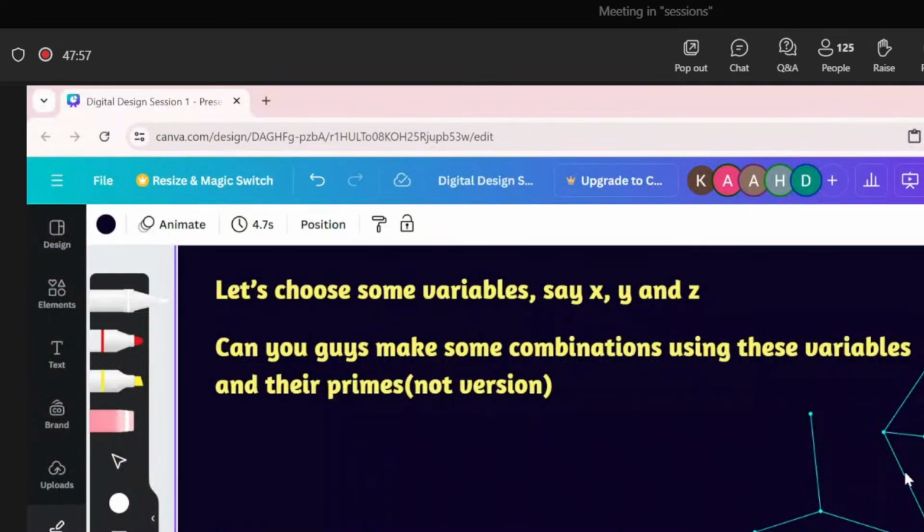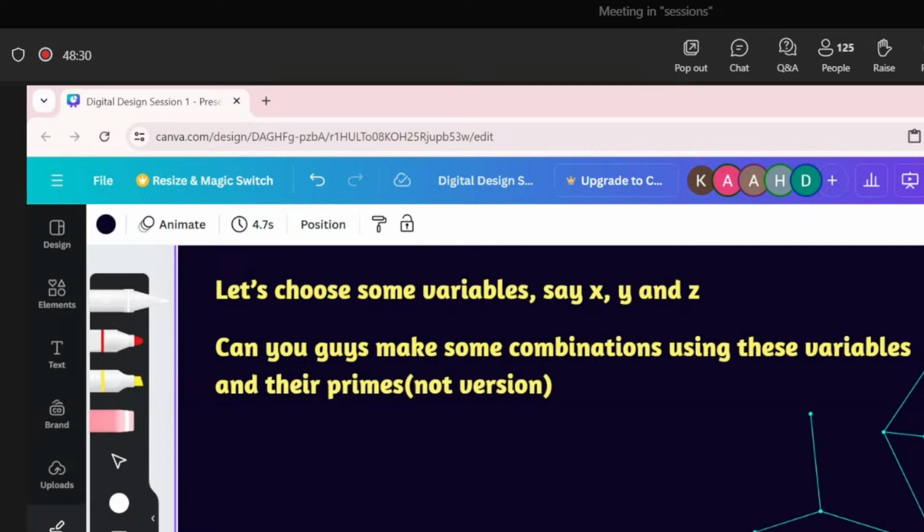Can you make those equations and share in either the Q&A section or chat section? Hello everyone, I am Anish. Guys, did you get my question, right? Yes, very good.